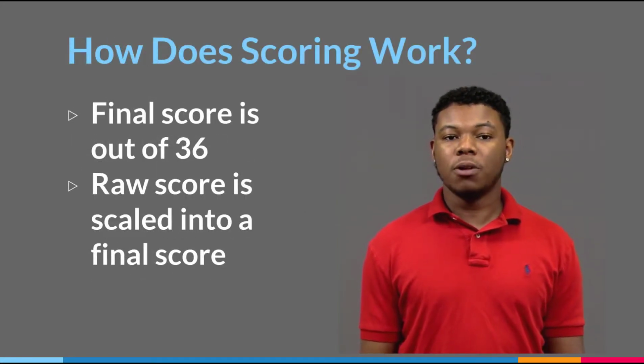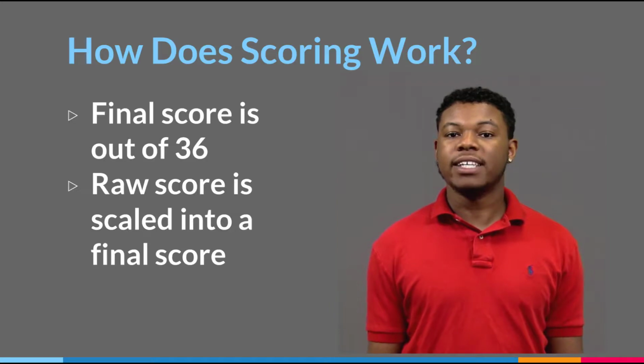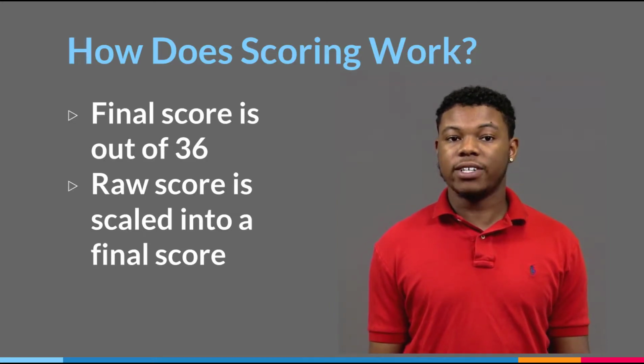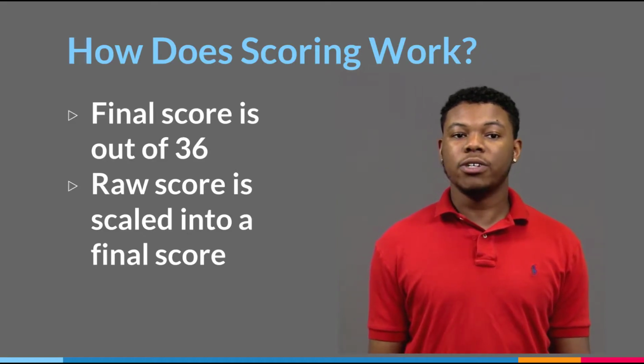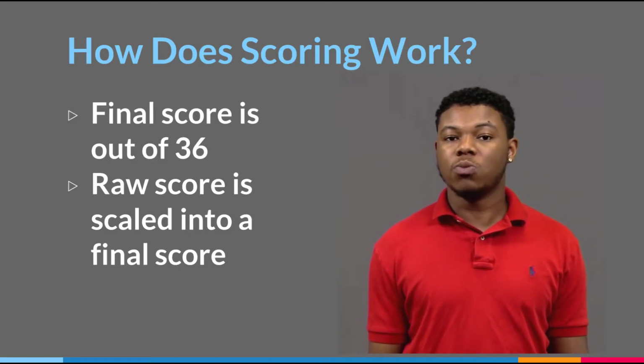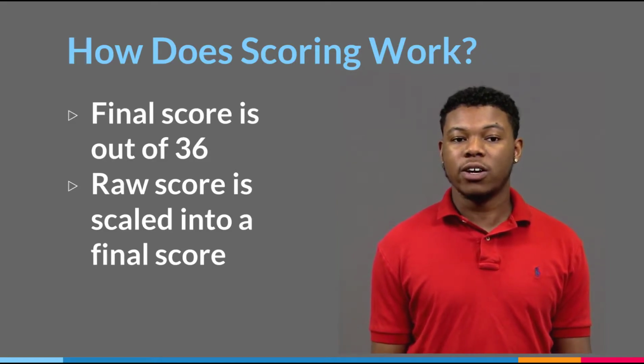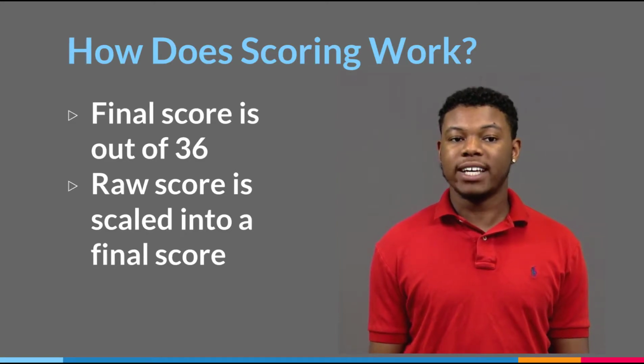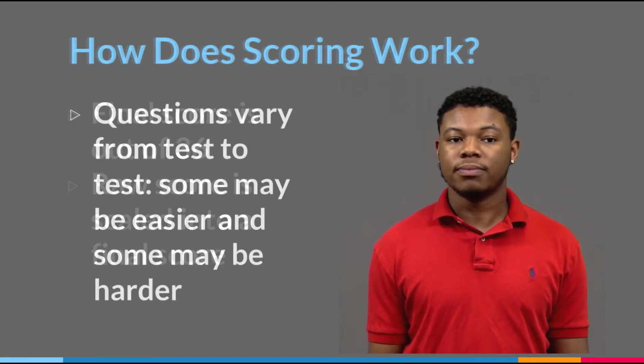One question that people often have about the ACT is, how does the scoring work? The final or scaled score on the ACT is out of 36. The score is computed on the basis of how many questions you get right on each section. The number of questions you get right is your raw score. Your raw score is then translated or scaled into a final score for that section. Let's see how this works.